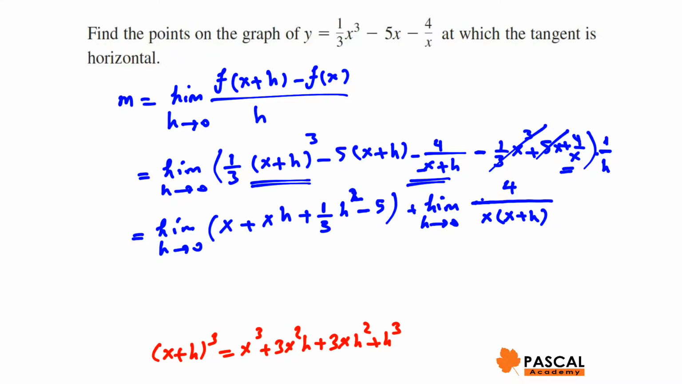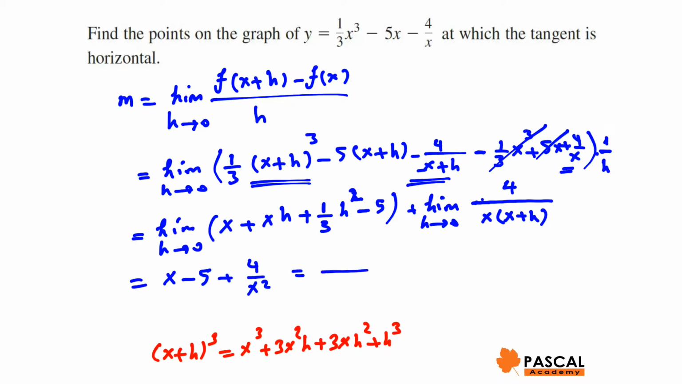In this part of the course, we haven't worked on the property of limits that tells us the limit of the addition of two functions is the addition of the limits. But it is understandable that we can divide the function into two parts and find each limit. The first limit, as h approaches 0, is x^2 minus 5. And the second limit is 4 over x^2.